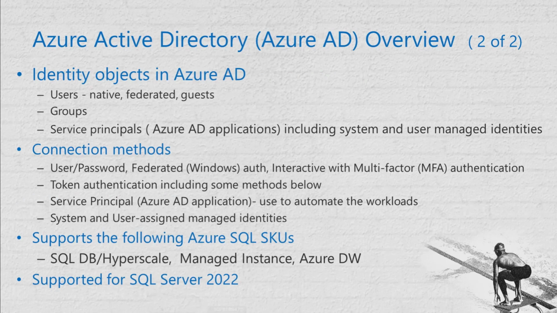Azure Active Directory supports different identity objects: users, which can be native users created in the AAD, federated users, when the Windows domain is federated with the Azure Active Directory, and guest users, which are either users from another Active Directory or users like Outlook.com or Hotmail.com. It supports groups that can collect users and use the group identity on behalf of these users. And it supports service principals, also called Azure AD applications, that are used for system automation. That includes the system and user managed identities.